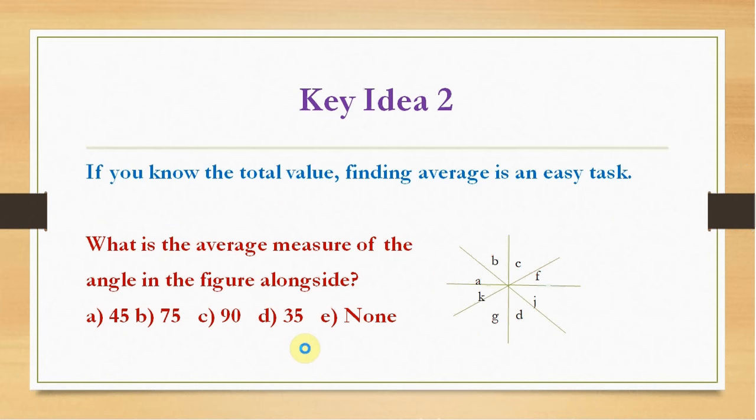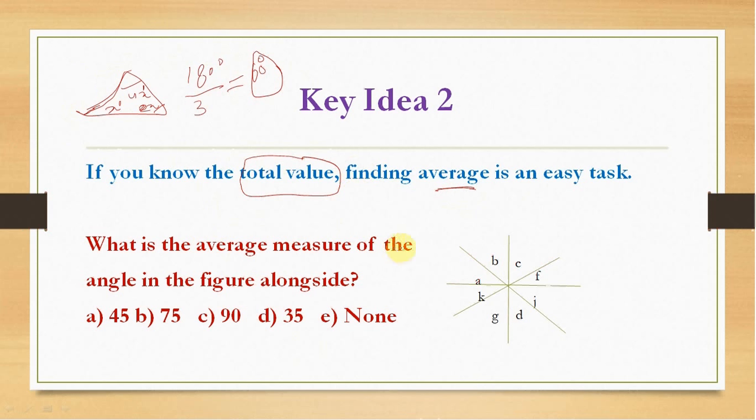So the second key idea is about finding the average when we can predict the total of the observations. So when we can predict the total value, finding the average would be an easy task. For example, consider a triangle whose angles are x, 2x, and 4x. So we know that the sum of the angles in a triangle is 180 degrees and there are 3 angles. So in this case the average measure of the angle would be 60 degrees. And without knowing the value of x, we can calculate the average measure.